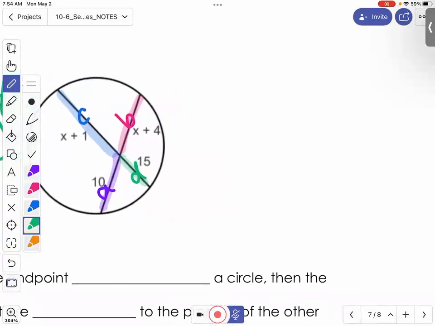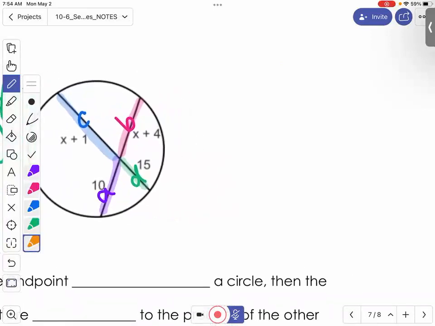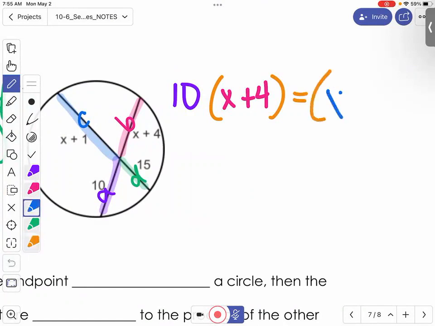What matters, though, is that A and B are from the same chord, and C and D are from the same chord. So with this, let's look at our next part here. A times B, so 10 times the B part, which is X plus 4, should equal the C part, which is X plus 1, times D, which is 15.